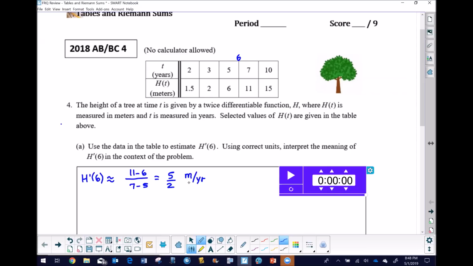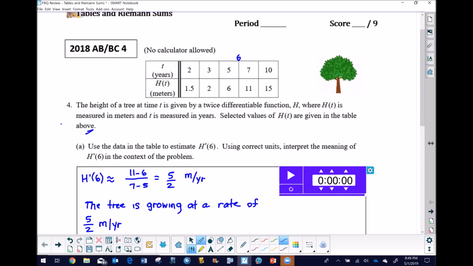So we could say the tree is growing, right? That would be okay. We could say the tree is growing, or you could say the height of the tree is changing. The height of the tree is increasing, which is even more powerful. Or you could just say, in simple layman's terms, the tree is growing at a rate of 2.5 or 5 halves meters per year.